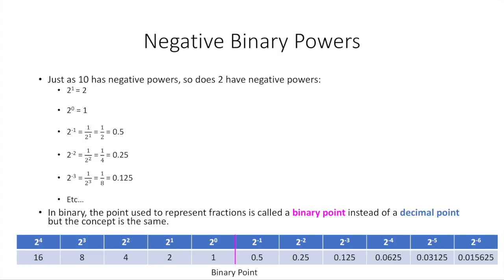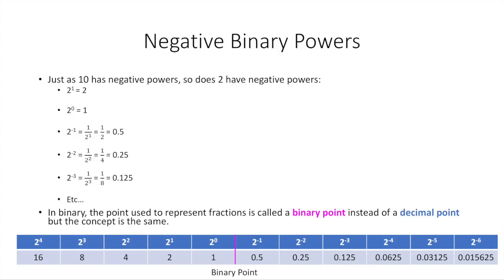So, and you probably guessed this, but just as 10 has negative powers, 2 also has negative powers. And since we're dealing with binary, we're always dealing with powers of 2. So, 2 power 1 is 2, 2 power 0 is 1. We knew that. Then we get into 2 power negative 1. Well, 2 power negative 1, that's 1 over 2 power 1. 2 power 1 is 2, so 1 over 2. And 1 divided by 2 is 0.5. So 2 to the power of negative 1 is 0.5 in decimal. This is all decimal here.